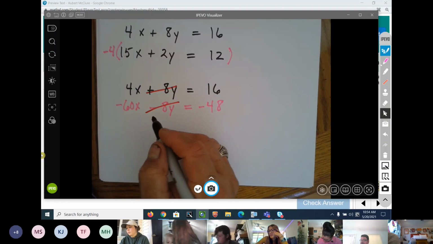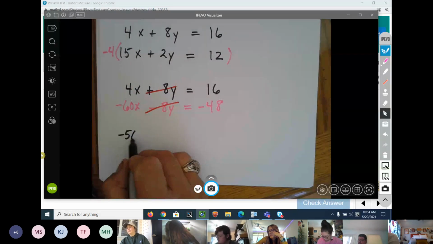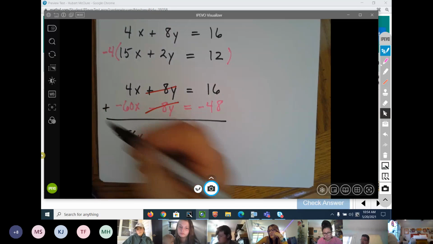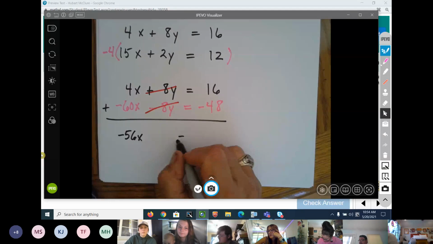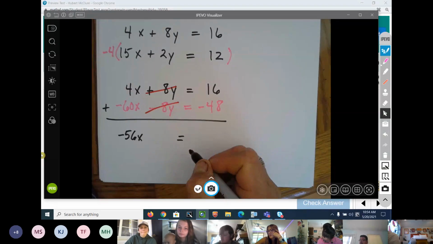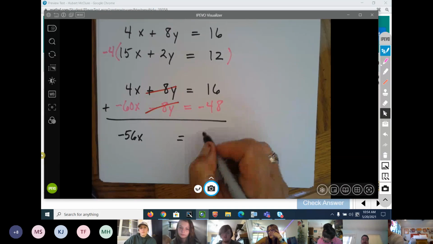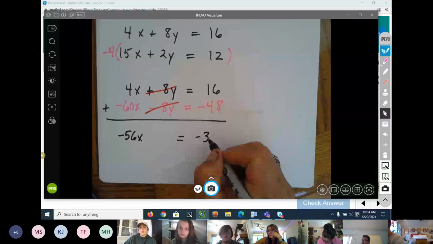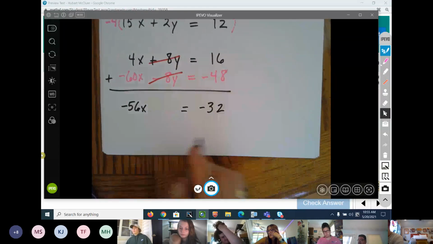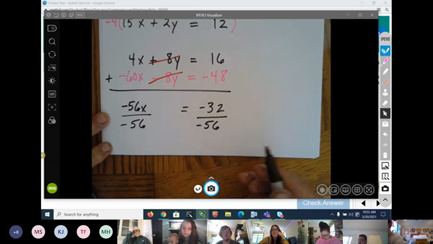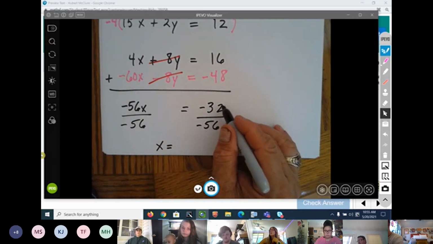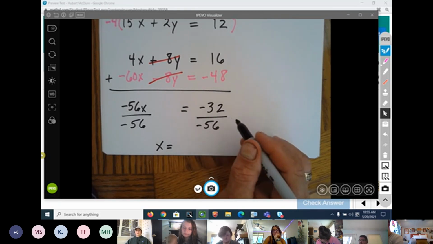Four minus 60 is negative 56x. And 16 minus 48, I have no earthly idea. 32. Somebody help me out. 16 minus 48. Yes. And now divide by negative 56. And x is equal to... 4 will go into both of these. So will 8. 2/3. Somebody help me out.